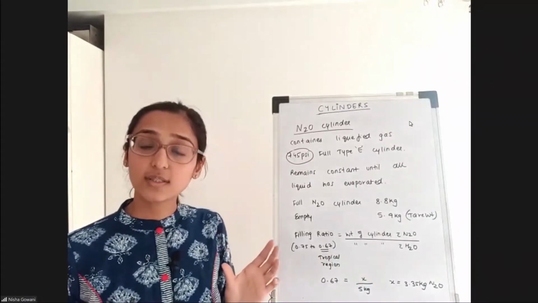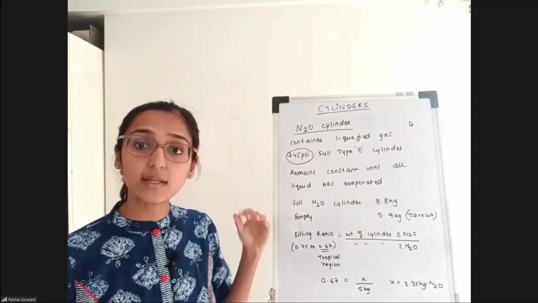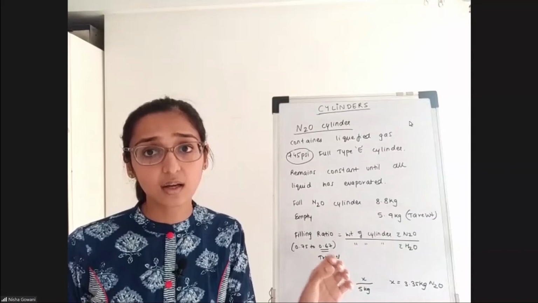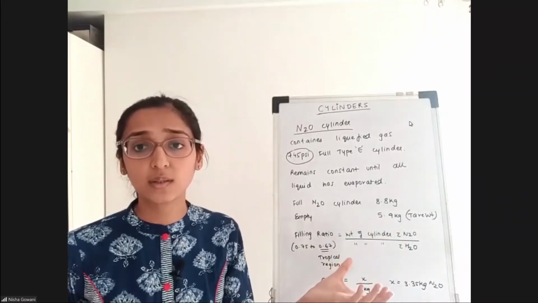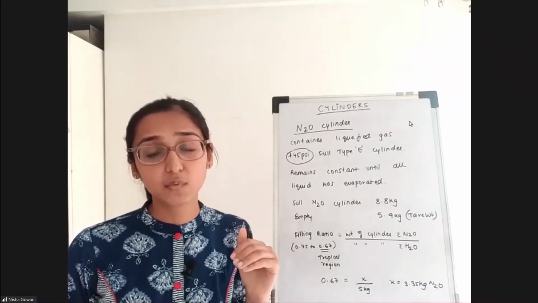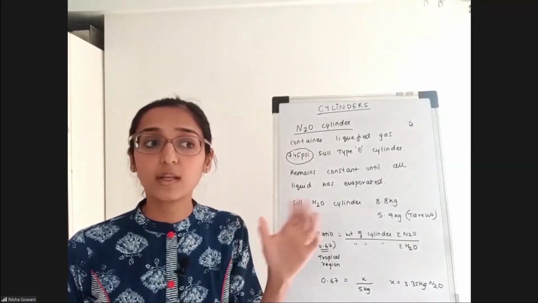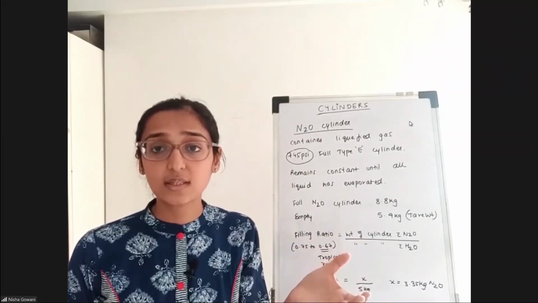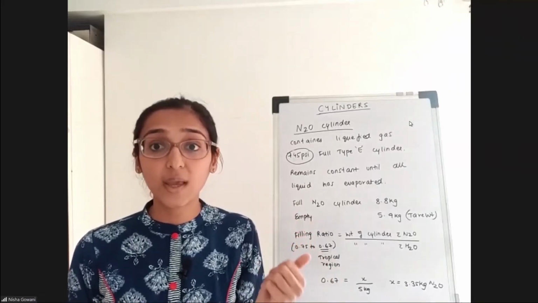A full nitrous oxide cylinder weighs 8.8 kg, and an empty cylinder weighs 5.5 to 5.9 kg, which is the tare weight. What is the tare weight? Tare weight is the weight of the empty cylinder. Why are we so interested in the weight of the nitrous cylinder? Because the amount of nitrous oxide left within the cylinder can be determined only by weighing the cylinder. The pressure is constant, but you don't know how much nitrous oxide is there, that is, how much will be yielded by the cylinder, so you have to calculate it by weighing the cylinder.